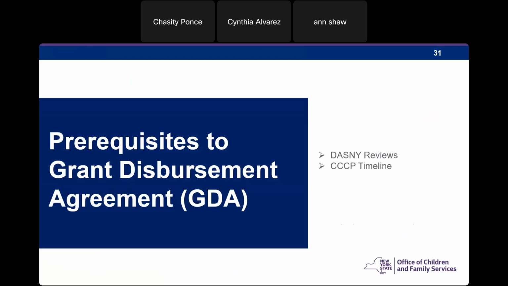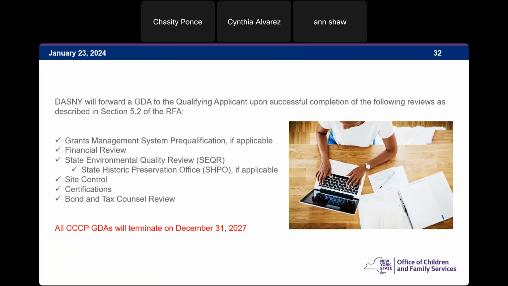Next slide, please. Okay. We've got our applications. We've scored for eligibility. We've scored for the scoring criteria. And your project is now advanced to DASNY for processing for a CCCP grant. The folks at DASNY will review your project and undertake the reviews we have to do for all grants we administer, not just CCCP. The next few slides go over the different review process.